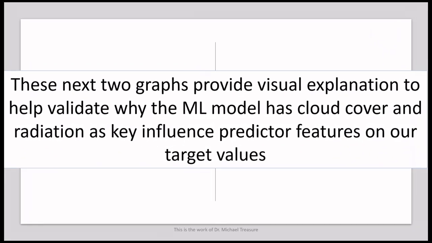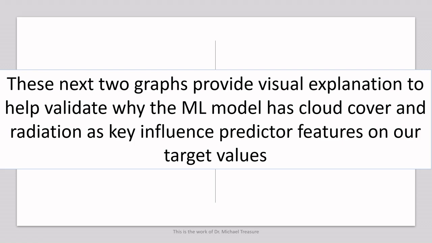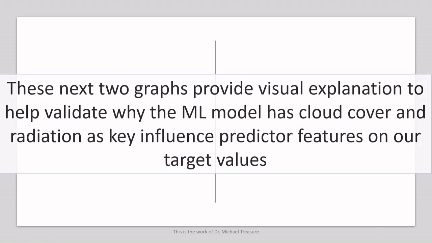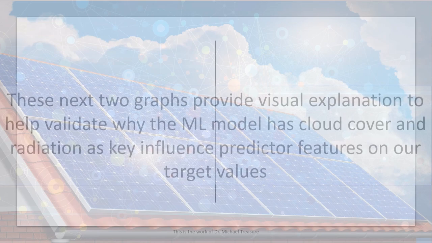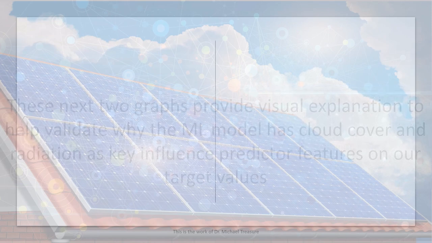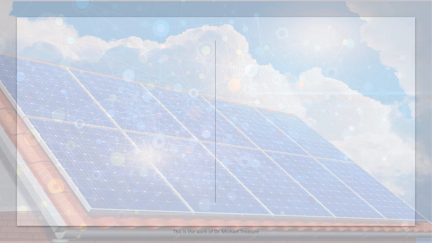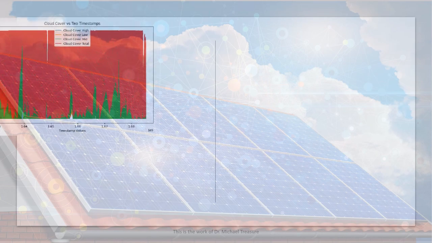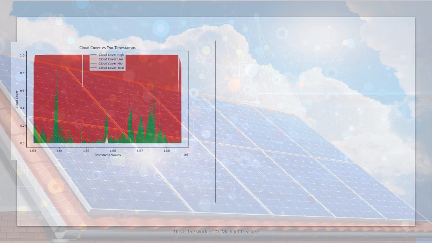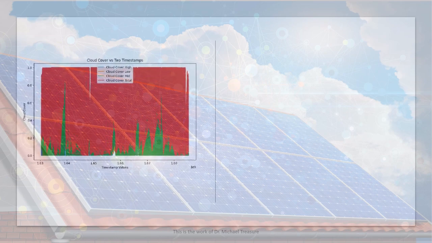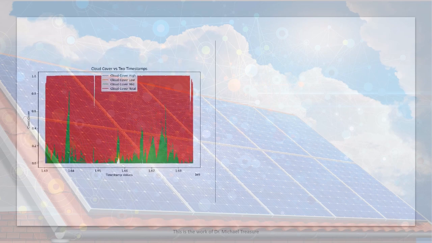These next two graphs provide more visual explanation in understanding why the machine learning model, evidenced by the coefficients shown earlier, has cloud cover and radiation as key influence predictor features. Cloud cover, all levels, and radiation, all levels, matter in our predicted value outcomes against our target values, for electricity produced, and consumed, by PV prosumers. Regardless of the season of the year, the presence or absence of cloud cover will impact the temperature levels a solar panel experiences. The red area in the first chart shows the total cloud cover for the period for which the source data was provided.